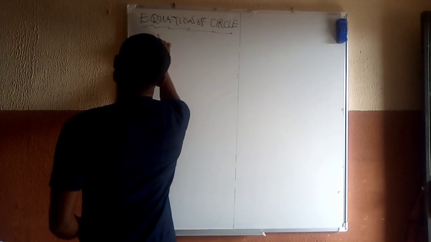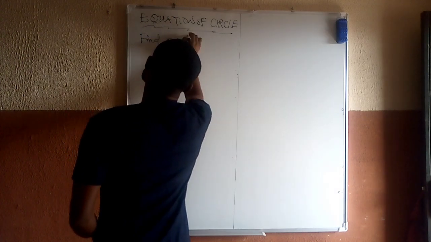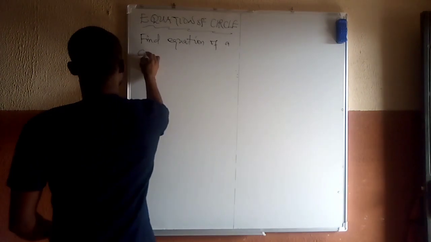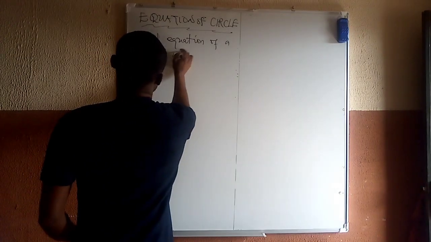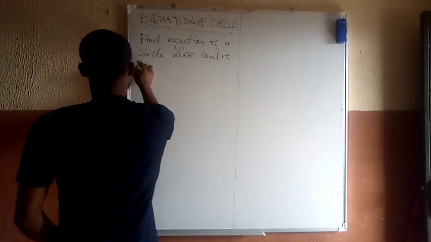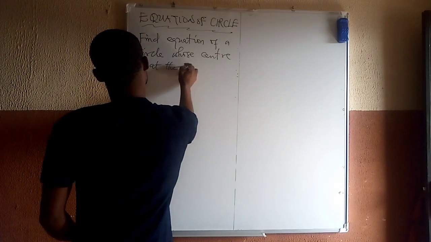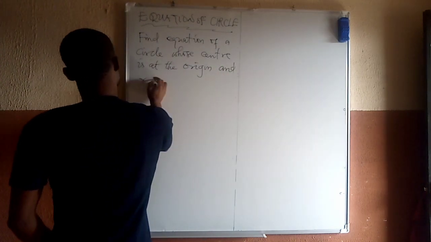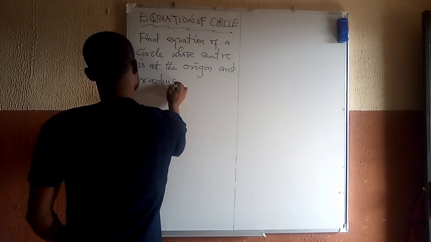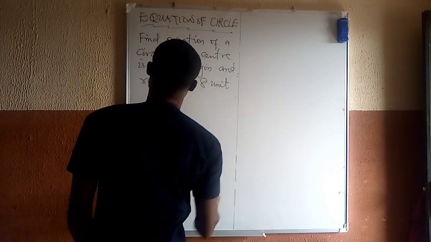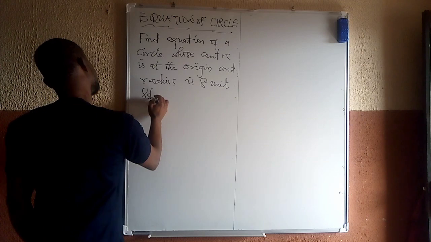Find equation of a circle whose center is at the origin and the radius is 8 units. Solution.